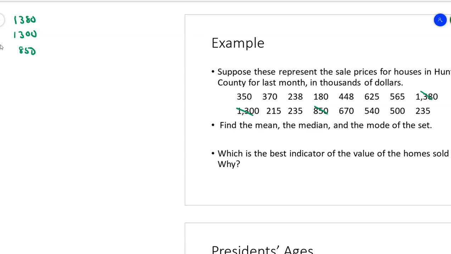And then 670. And 625. And I got a couple in the 500s. They look like they're all on the right side. So 565 is over here. 540. 500. And then am I down to the 4s? It looks like a 448 is next.